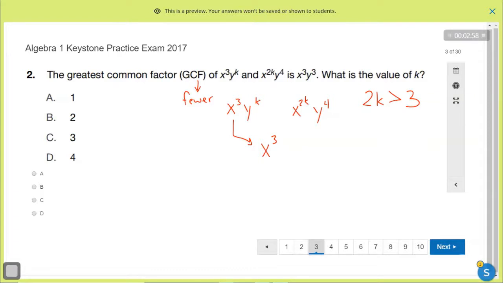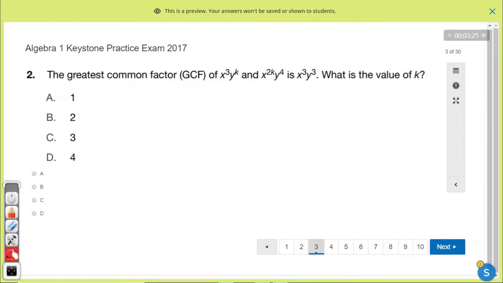All right. I also know that y cubed was the fewest. Well, that means it was not this one right here. The fourth was not taken. It must have been this here. And that means I know that k is equal to 3 in this case. And if I just verify that k is equal to 3 in the first one, I can plug it in. 2 times 3, well, that is 6, and 6 is indeed greater than 3. So it does work, and it makes it true. In this case, k needs to be 3.